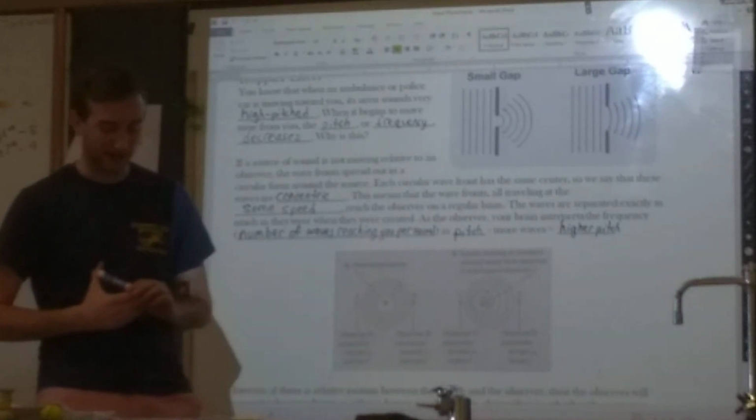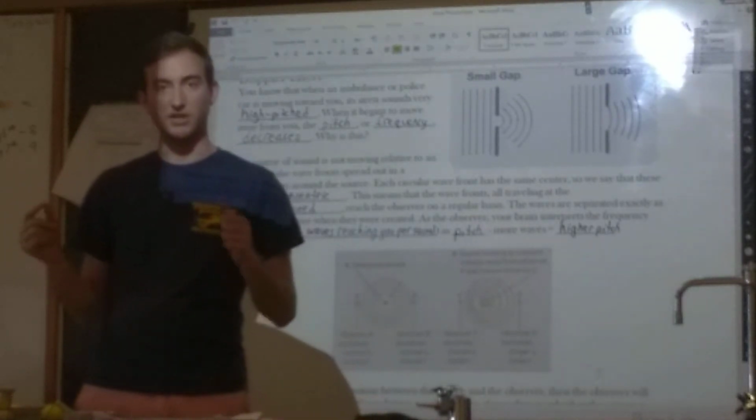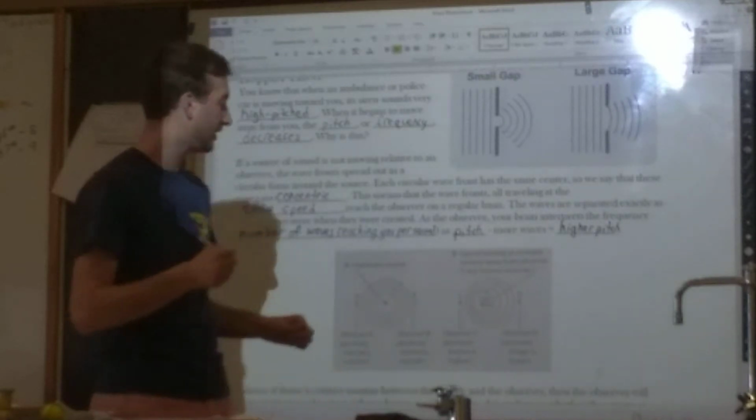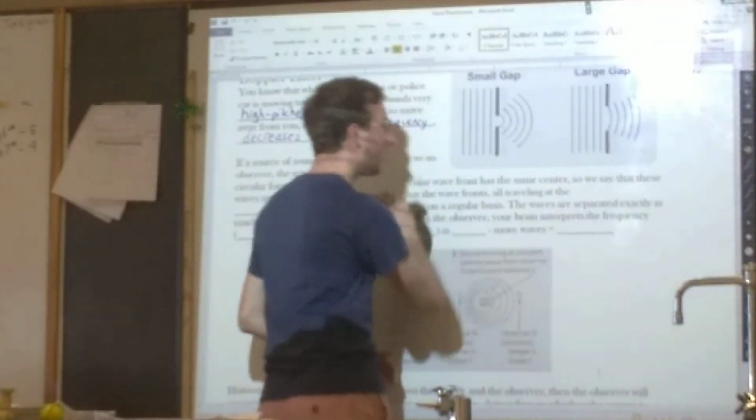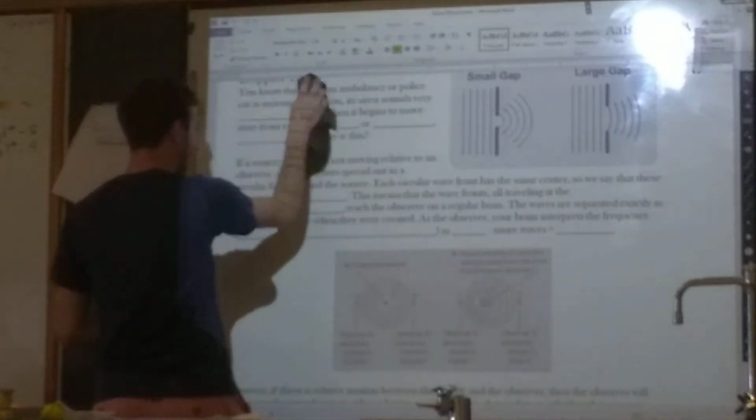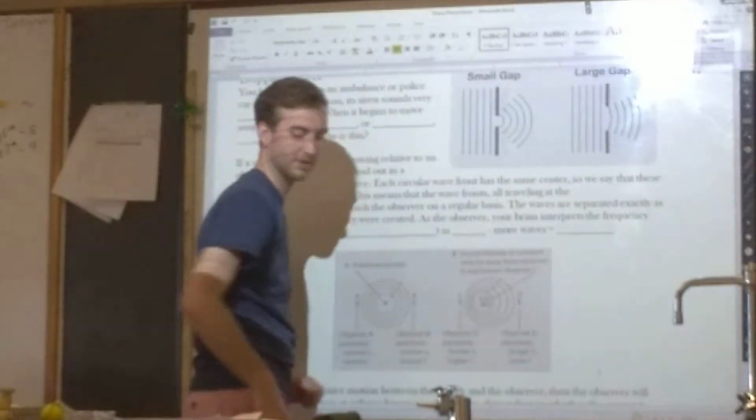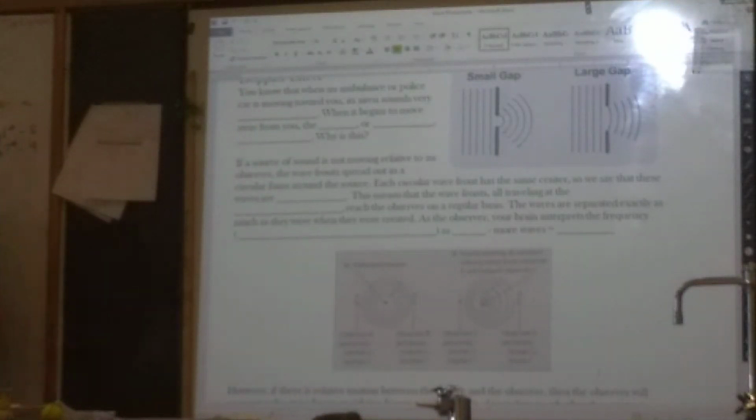Something a little bit different happens if either the source of the waves is moving or the observer is moving. And it depends not only on how fast they are moving, and if they're moving at all, but also on the direction that they're moving relative to the source or the observer. Let me give you a little demonstration of this.